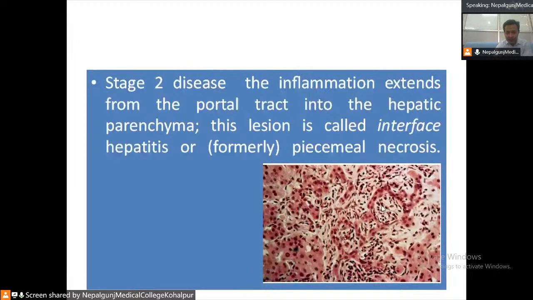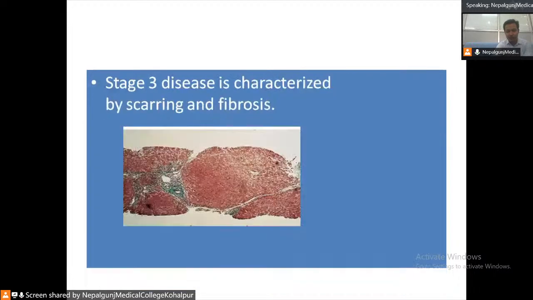This is the portal vein. This is the inflammatory process you see. And adjacent they are adherent to each other. So this is the piecemeal necrosis or interface hepatitis.